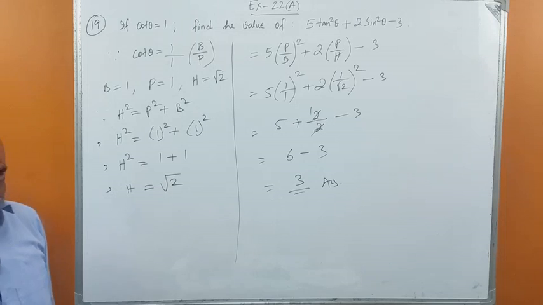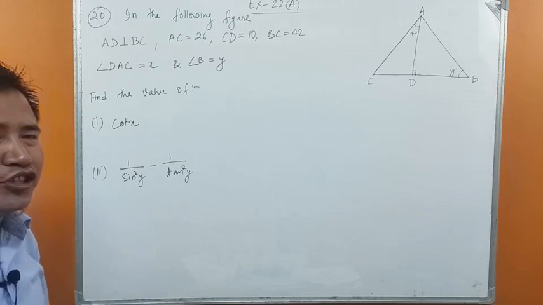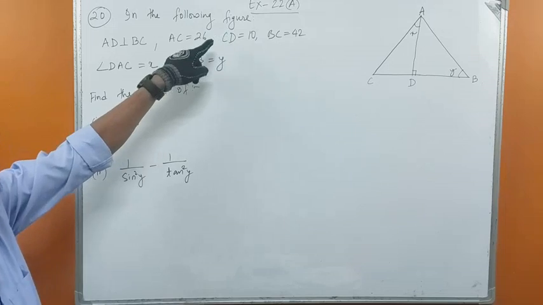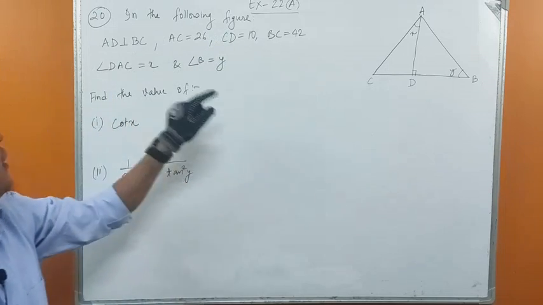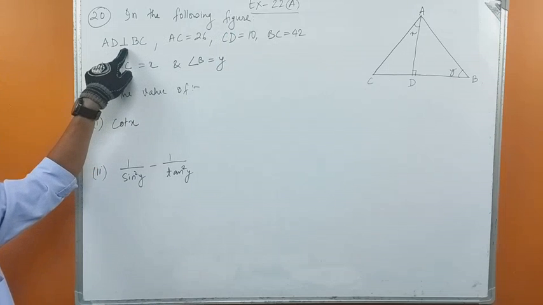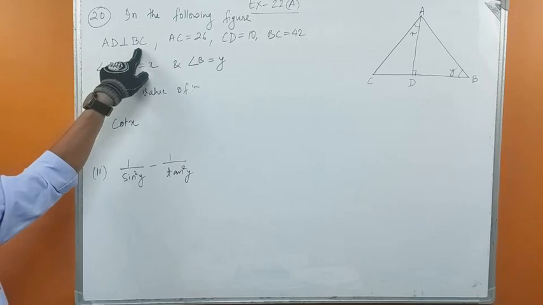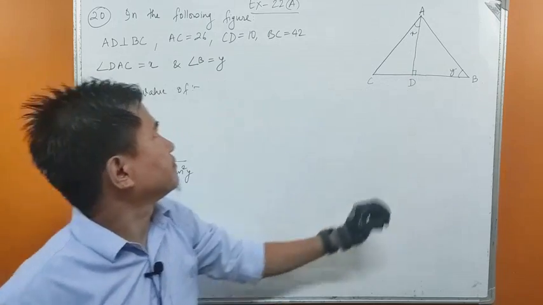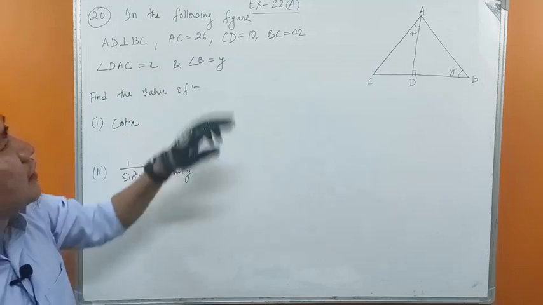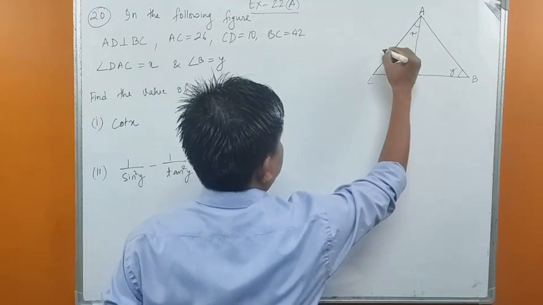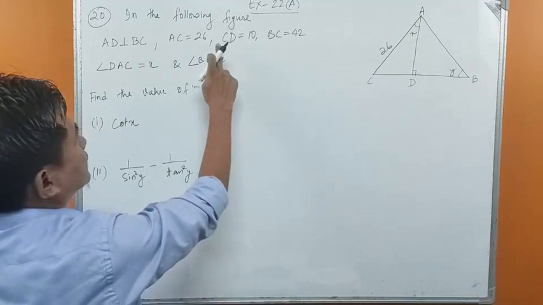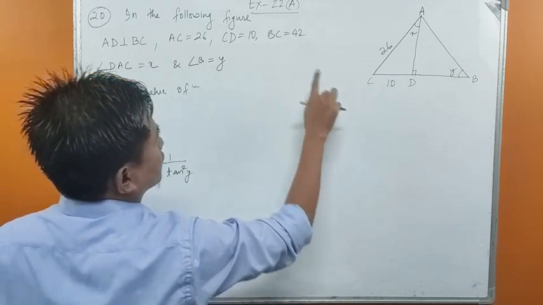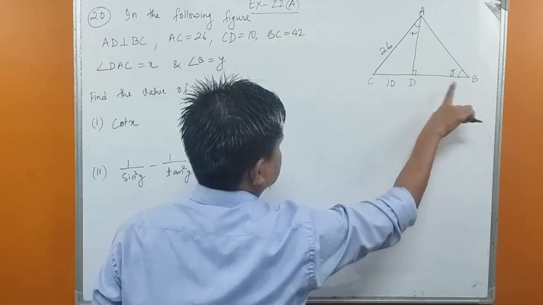Okay, now let us do question number 20, the last question from this exercise, exercise 22a. In the following figure, this is the figure given to us, AD is perpendicular to BC. This symbol is for perpendicular. AD is perpendicular to BC, means 90 degrees. AC is 26, the length of AC is given to us. CD is 10. And BC, total BC, is 42.